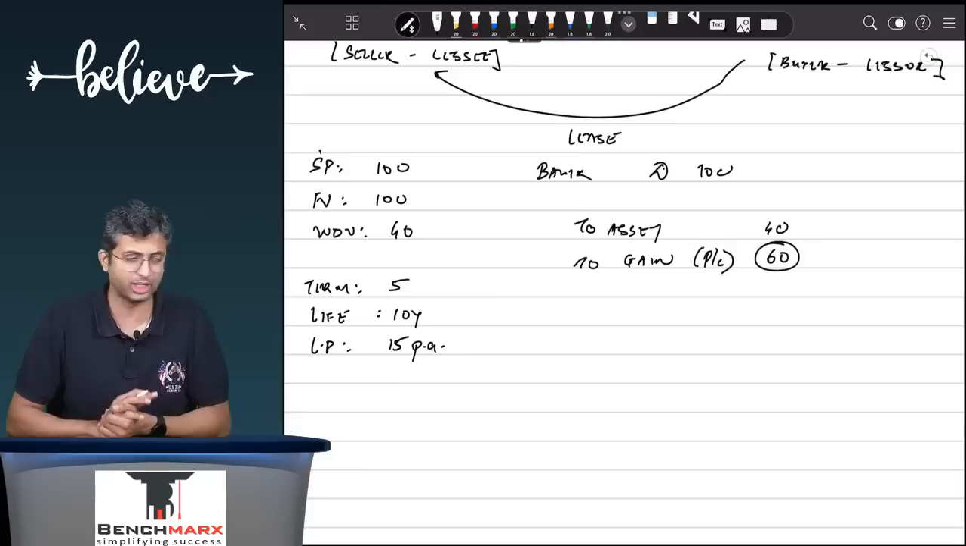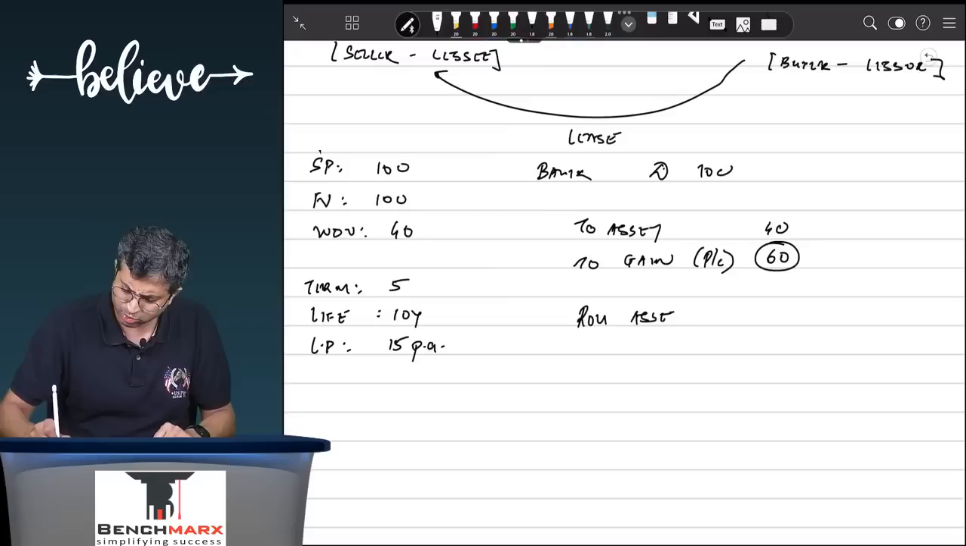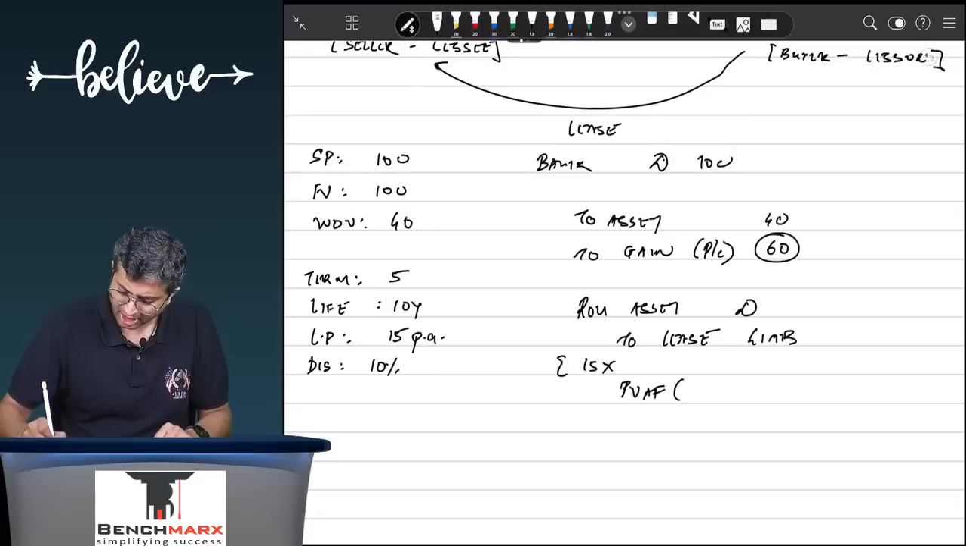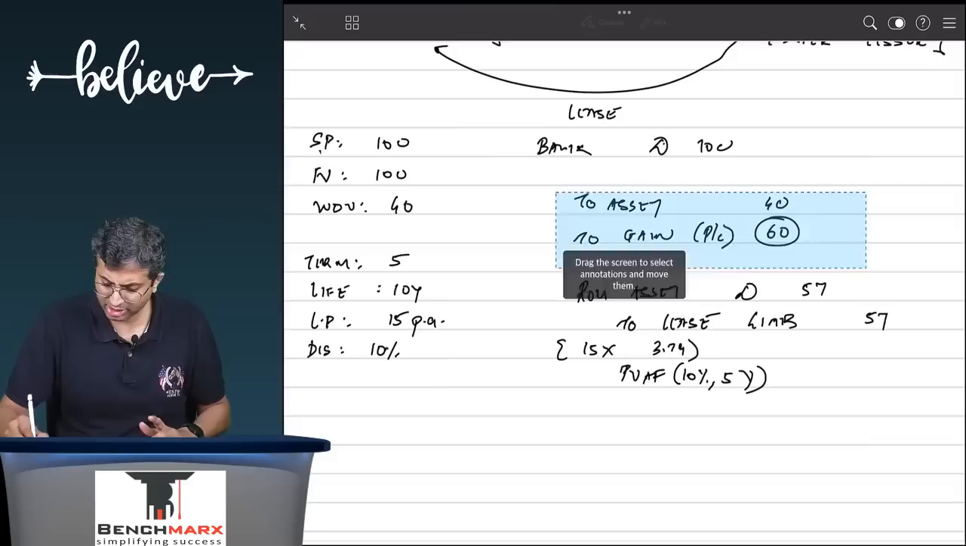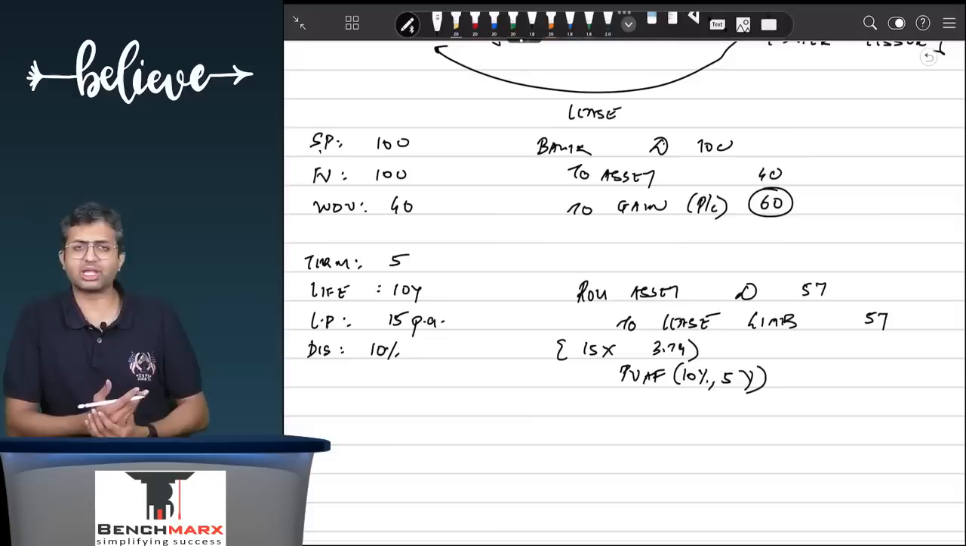And for the lease back, I will recognize a right of use asset and a corresponding lease liability. Let us say the discount rate is, for example, our favorite 10%. ROU asset to lease liability. This will be the entry which you would usually pass. So over here, this is 15 into the PVAF at the rate of 10% for a period of 5 years, which comes to 3.791, so 15 into 3.79 comes to around 56.85, let us say around 57. In which case, what is wrong in this entry? This is entry exactly as per the legal form. You have sold and you have then done a lease back. Now, it is wrong at two levels.